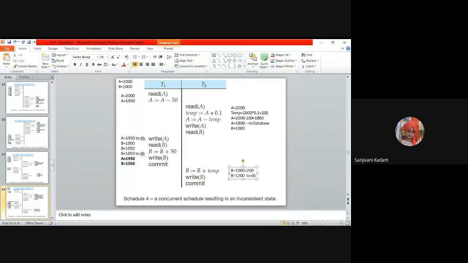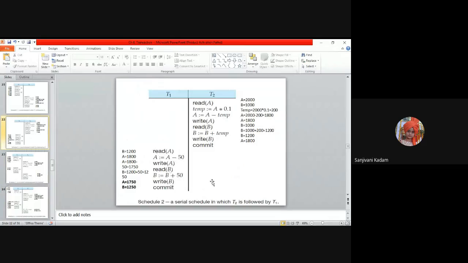Okay, so here after the commit of this transaction, there is no modification done on A. So A's final value will be this, and B's final value will be 1200. Okay, so it means that right now we have B equal to 1200 and A equal to 1950. Now let us check whether any of the schedules has the same set of values.